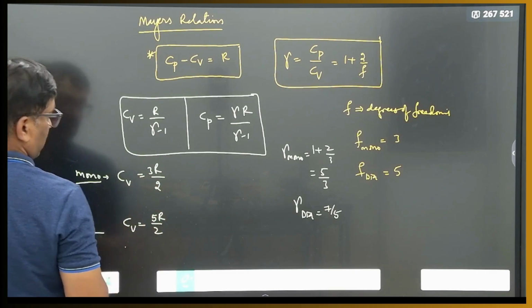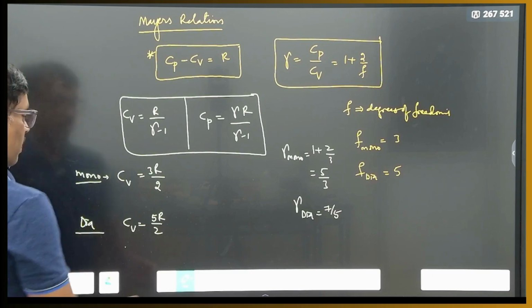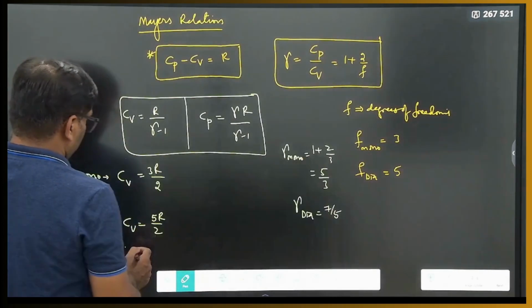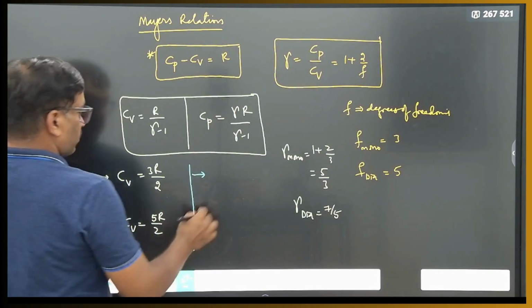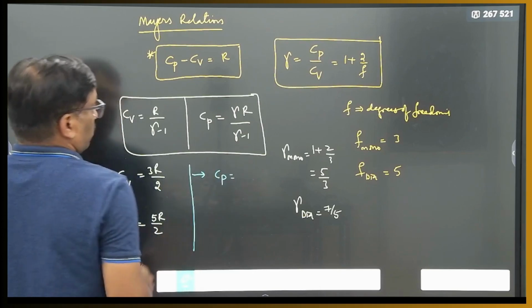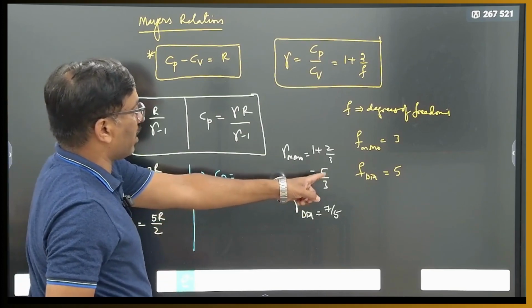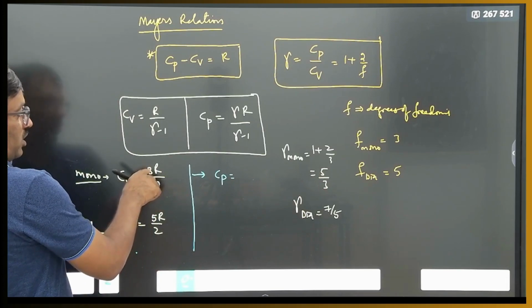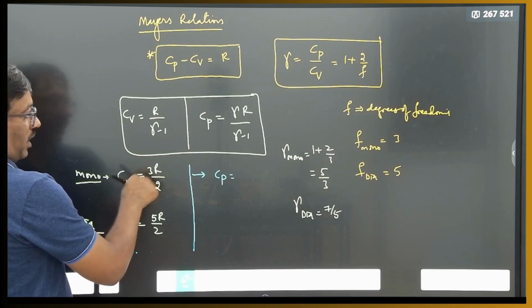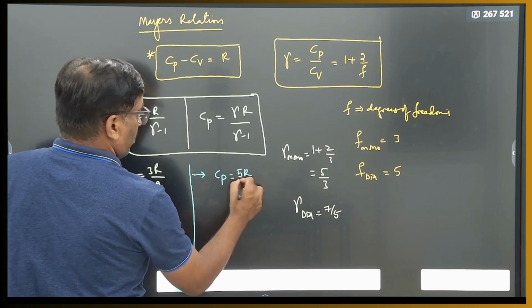So this will be the Cv value for diatomic. Similarly, the Cp value for monoatomic, what will you get? Here gamma, 5 by 3, multiplied by the Cv value. So 5 by 3 into Cv, therefore what will we get now? The 3 cancels, no? So 5R by 2.